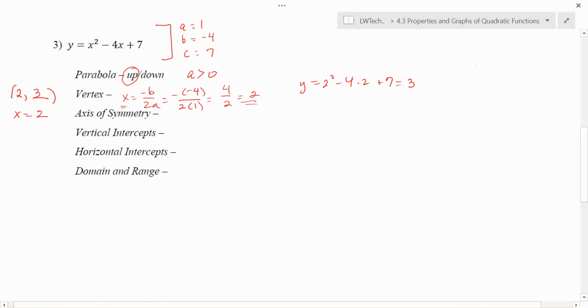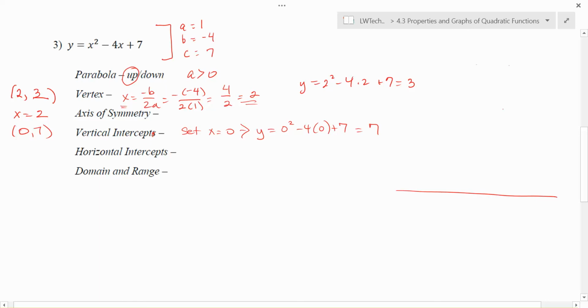Vertical intercepts, and again, really there's only one vertical intercept. This happens when we set x equal to 0. So let's plug that in here. If we set x equal to 0, we have y equals 0 squared minus 4 times 0 plus 7, and I end up with 7 as my vertical intercept. So we can think of that as the point 0, 7.